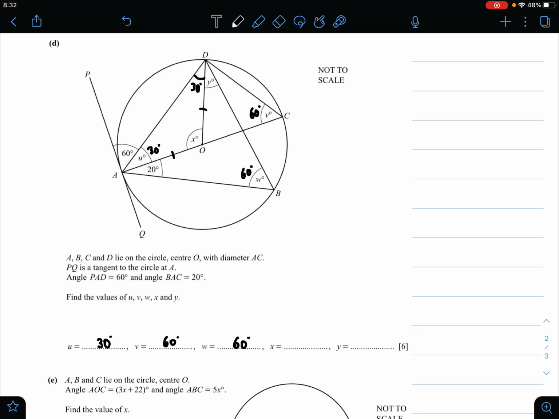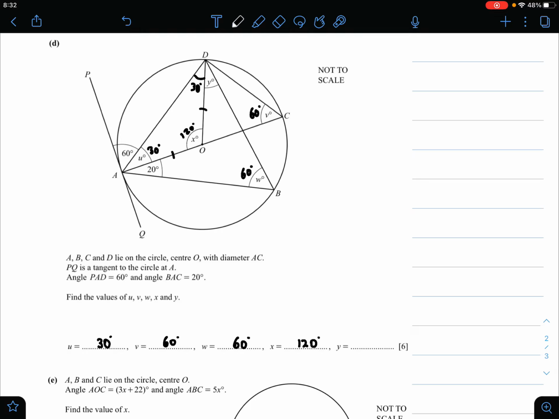Now, since that angle is 30 degrees, we can find the value of x again by doing 180 minus 60, that is 120, because angles in a triangle add up to 180, and we know two angles in the triangle. So to find the third angle, all we need to do is 180 minus 30 minus 30, that is both the other angles in the triangle. So let's label it as 120.